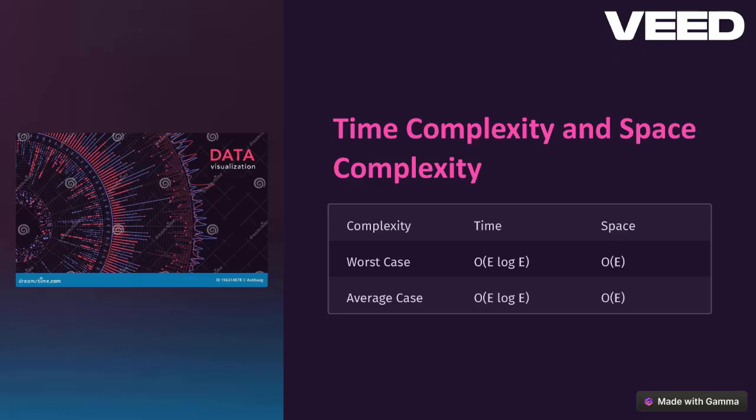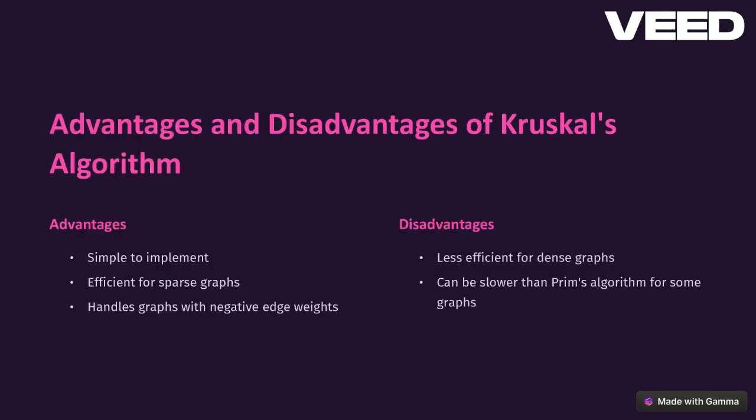The time complexity and space complexity: in the worst case, the time complexity is O(E log E), and space complexity is Theta(E), and the average case time complexity is Theta(E log E), and space complexity is Theta(E). So, advantages and disadvantages of Kruskal's algorithm.